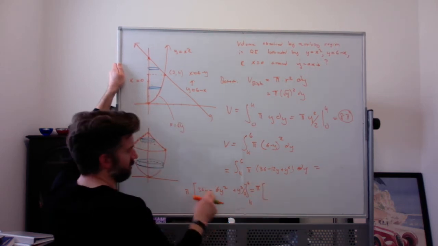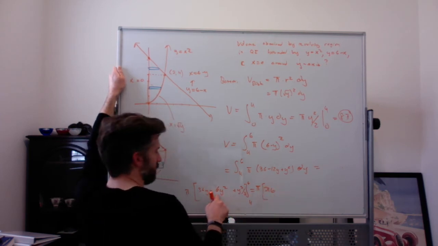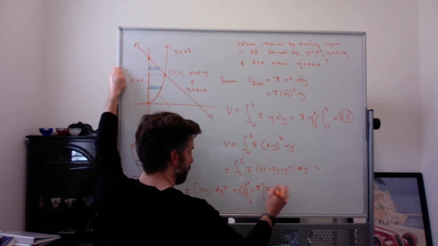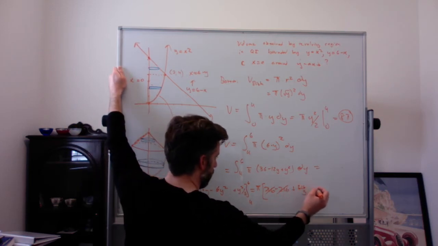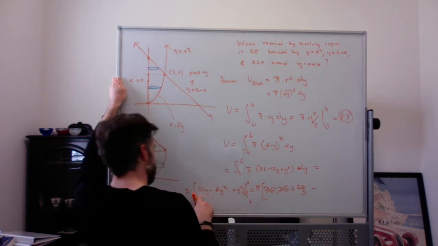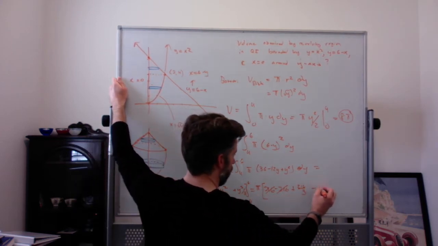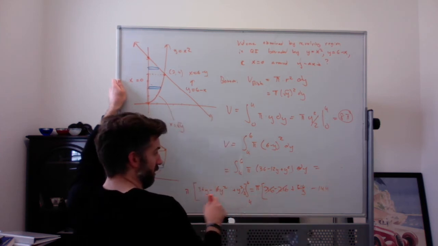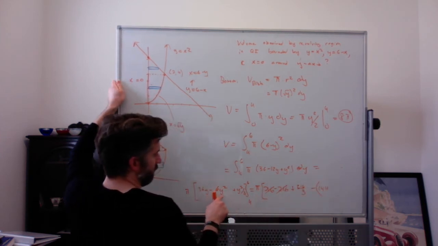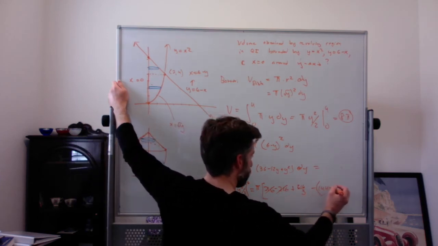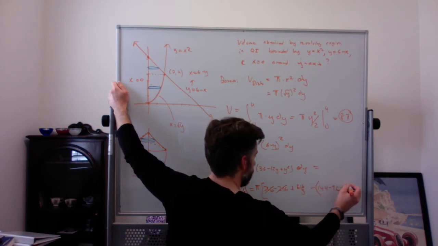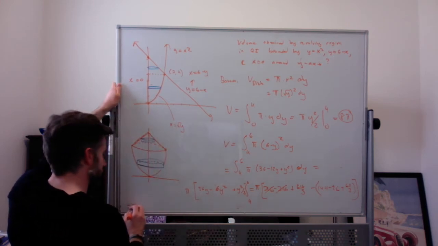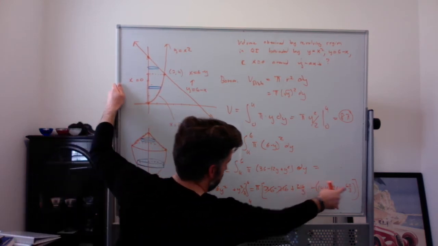Numbers are not pretty. 6 times 36 is 216. And 6 cubed over 3 is 216 over 3. Minus, plug in 4. 36 times 4 is 144. Minus 6 times 16 is 96. And then 4 cubed is 64 over 3. So we end up with pi times 216 minus 64 all over 3.